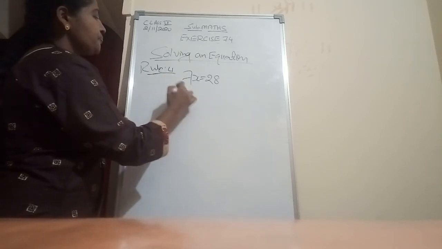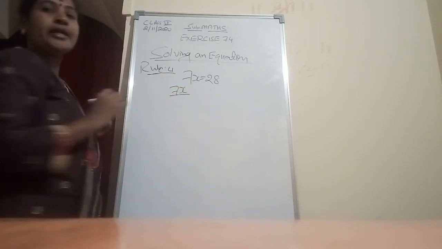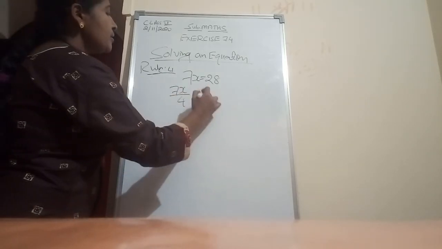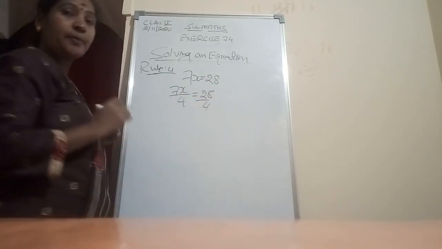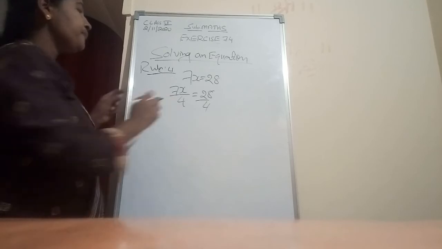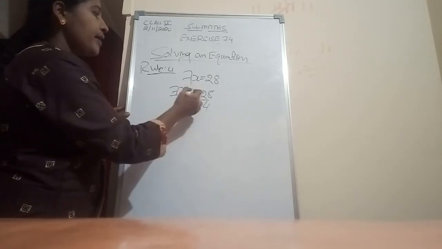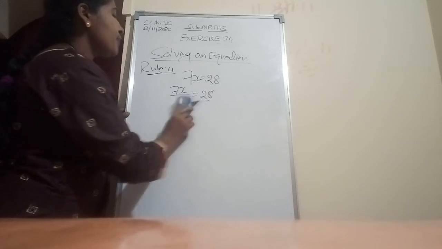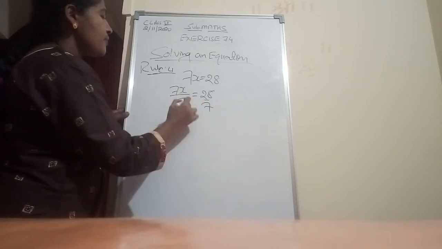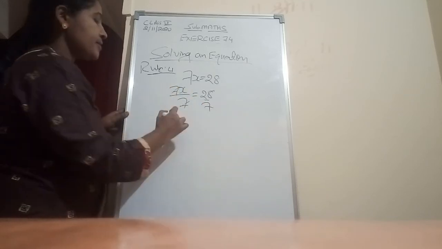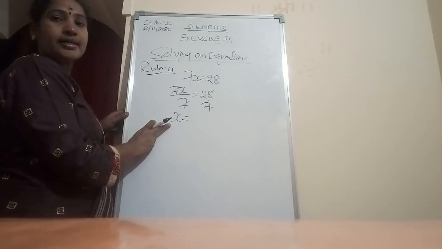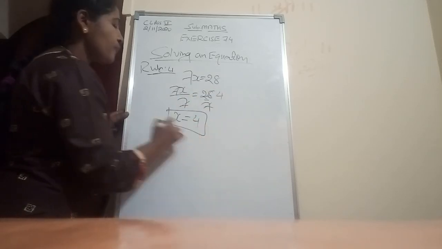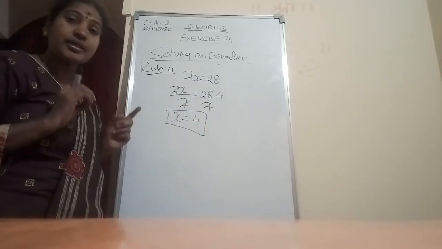So I have to divide x. Let me divide by which number? 4. What will happen if I divide by 4, children? 7x by 4 and 28 by 4. Okay, let me divide by 7. That is easy. 7 7 cancel, no? So I am getting the left hand side as x. Here 7 1s are 7, 4s are 28. So the answer is x is equal to 4. The value of x is 4.